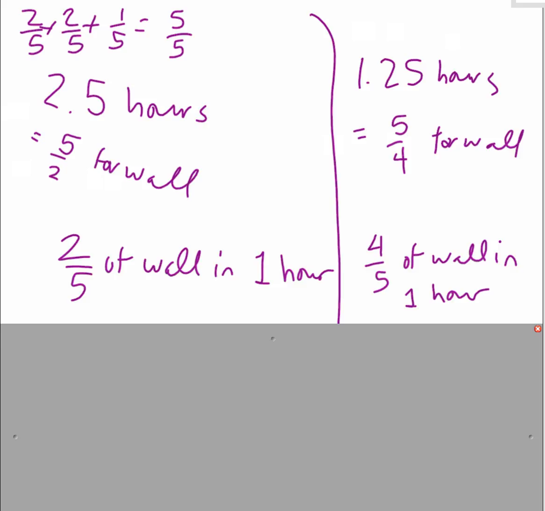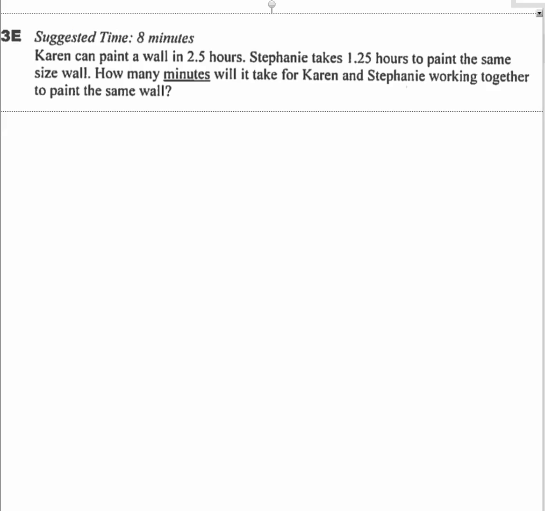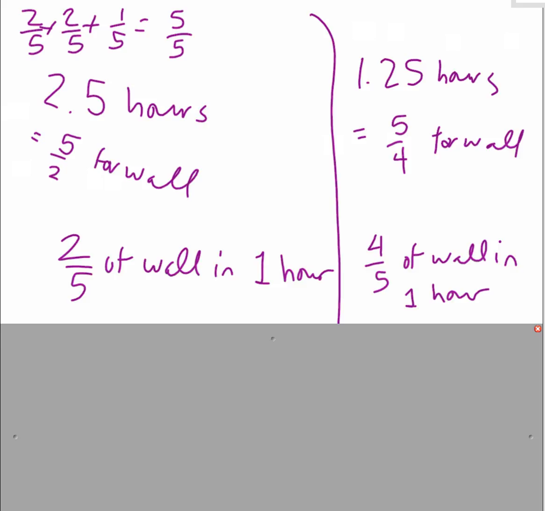Likewise, if we look at, and I forget the other person's name, Stephanie, if we look at Stephanie, she can do the entire wall in 1.25 hours. That means that that's 5 over 4 hours for the entire wall. So again, if we look at what she can do in 1 hour, she can paint 4/5 of the wall in 1 hour. Again, we can look at that and say 4/5 plus 1/4 of that is 1/5. There's my entire wall. Done.